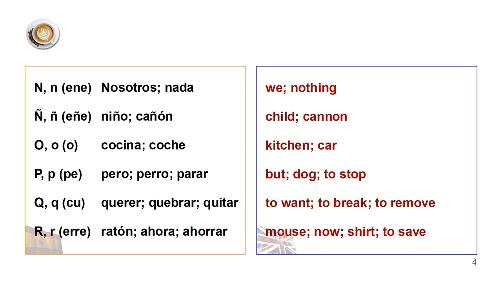Ahorrar. I know this strong or rolled R is a bit cumbersome to pronounce at the beginning for English native speakers. If you feel that you have difficulties in rolling it correctly, just practice the engine imitation exercise. Rrr, rrr, rrr. You know, practice makes perfect.